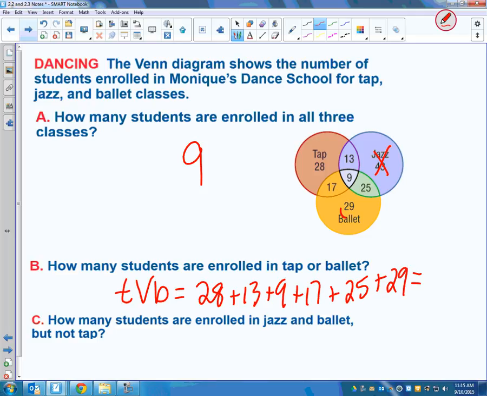Can we just leave that as it is? You can add it up. Oh, 121, I'll tell you. You can have a calculator on a real problem. But it's 121. This is a lot of kids.